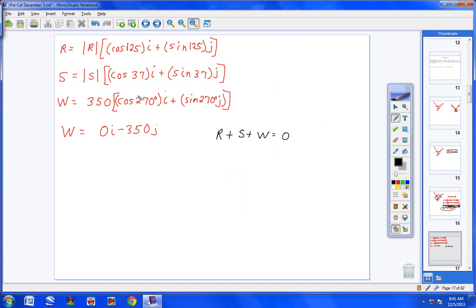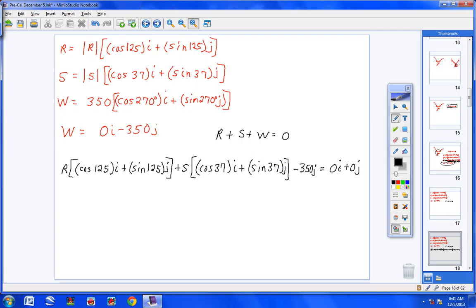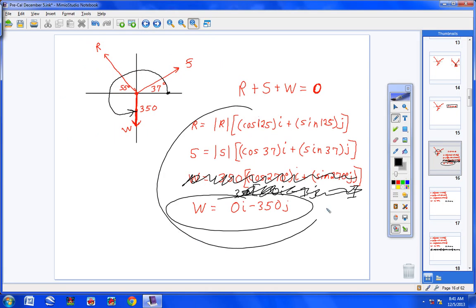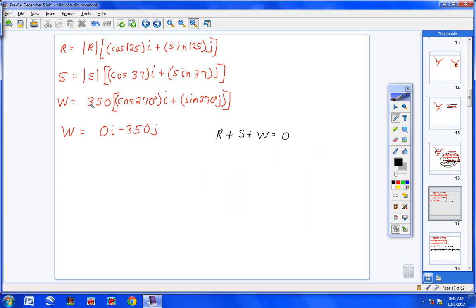Now here's what we're going to do next. I did nothing here. All I did was pick up this whole mess right here, and I put it right here. Okay, so I've done nothing else. Now don't forget, our goal is to find s and r so that when you add all 3 vectors together you get 0. Please don't forget that. Okay, so I'm going to start off by saying I want r plus s plus w equals 0.